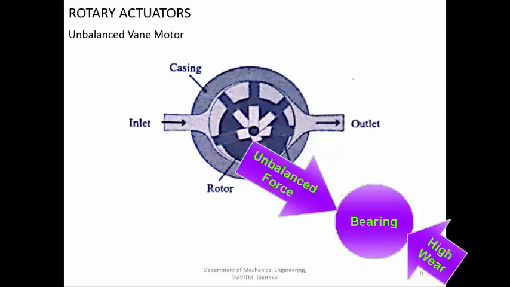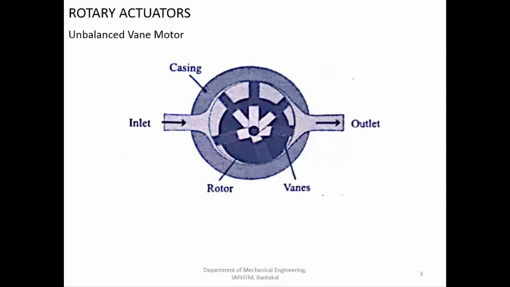Now what is the advantage of this? This is very simple in construction and it can be operated at very, very high speeds. The power developed is on a lower side because of the limitation of the thickness of the vane. You cannot have a very, very thick vane because it will create its own problems of higher wear on the outer surface. So you will be having very thin vanes. Because of the thickness of the vanes, the power developed by the vane motor is on the lower side as compared to the gear motor, but you can operate it at very high speed.